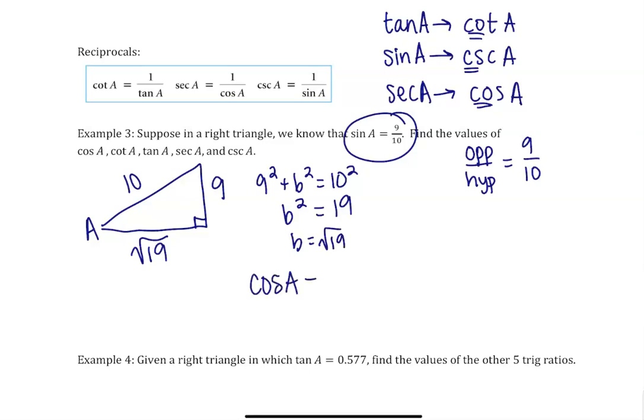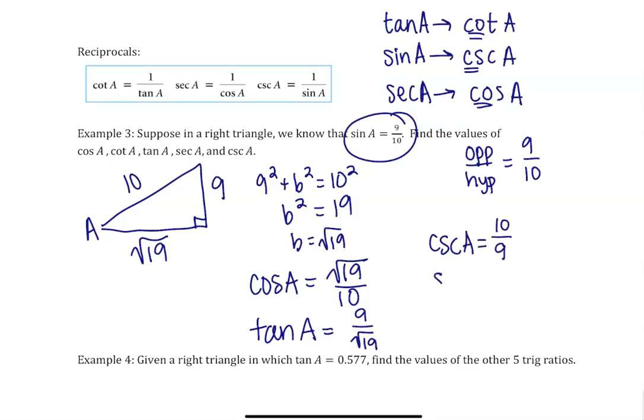Cosine A is going to be adjacent over hypotenuse. Tangent A is going to be opposite over adjacent. Cosecant A is going to be the reciprocal of sine. It'll be 10 over 9. Secant A is going to be the reciprocal of cosine. It'll be 10 over the square root of 19. And cotangent A will be the reciprocal of tangent. It'll be the square root of 19 over 9. And now we have all 6 values. One was given, and we found the rest of them.